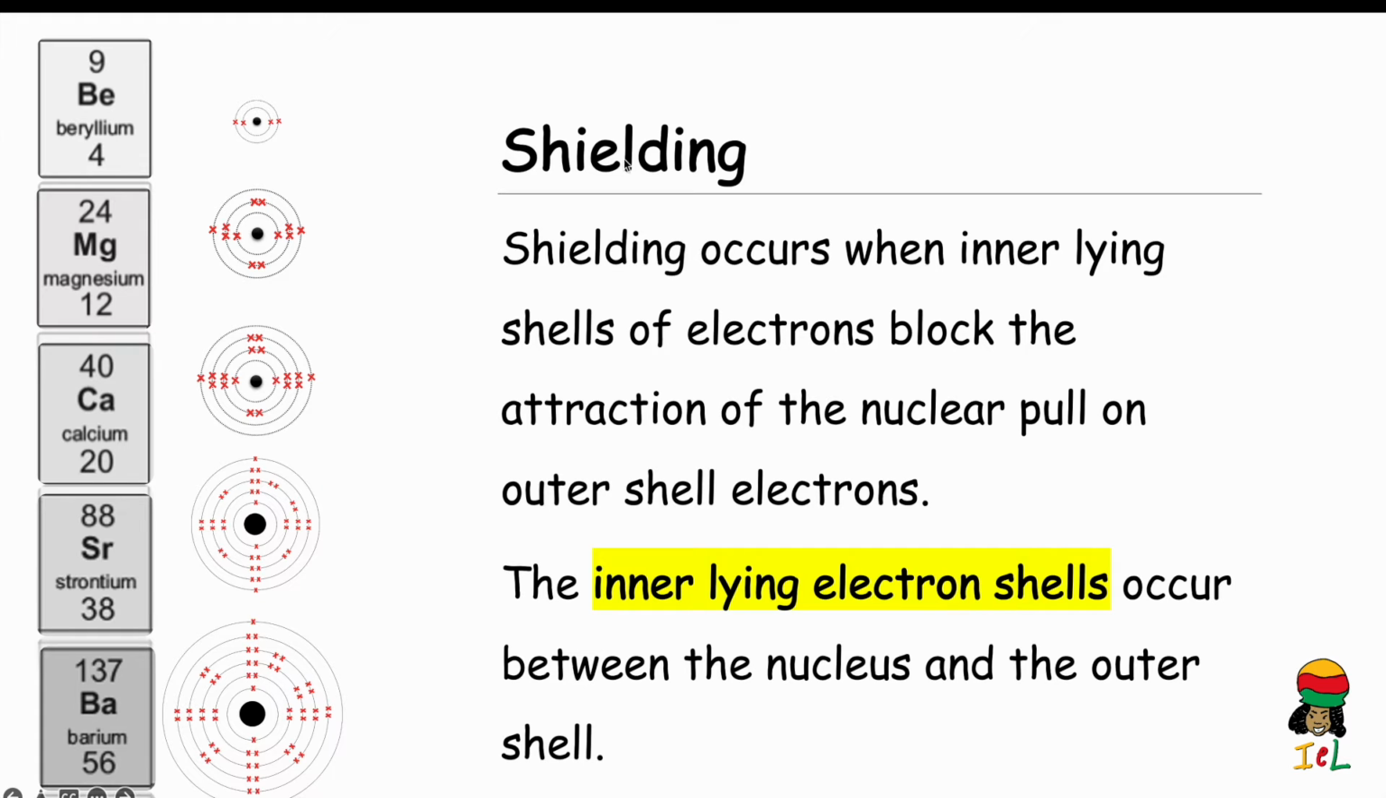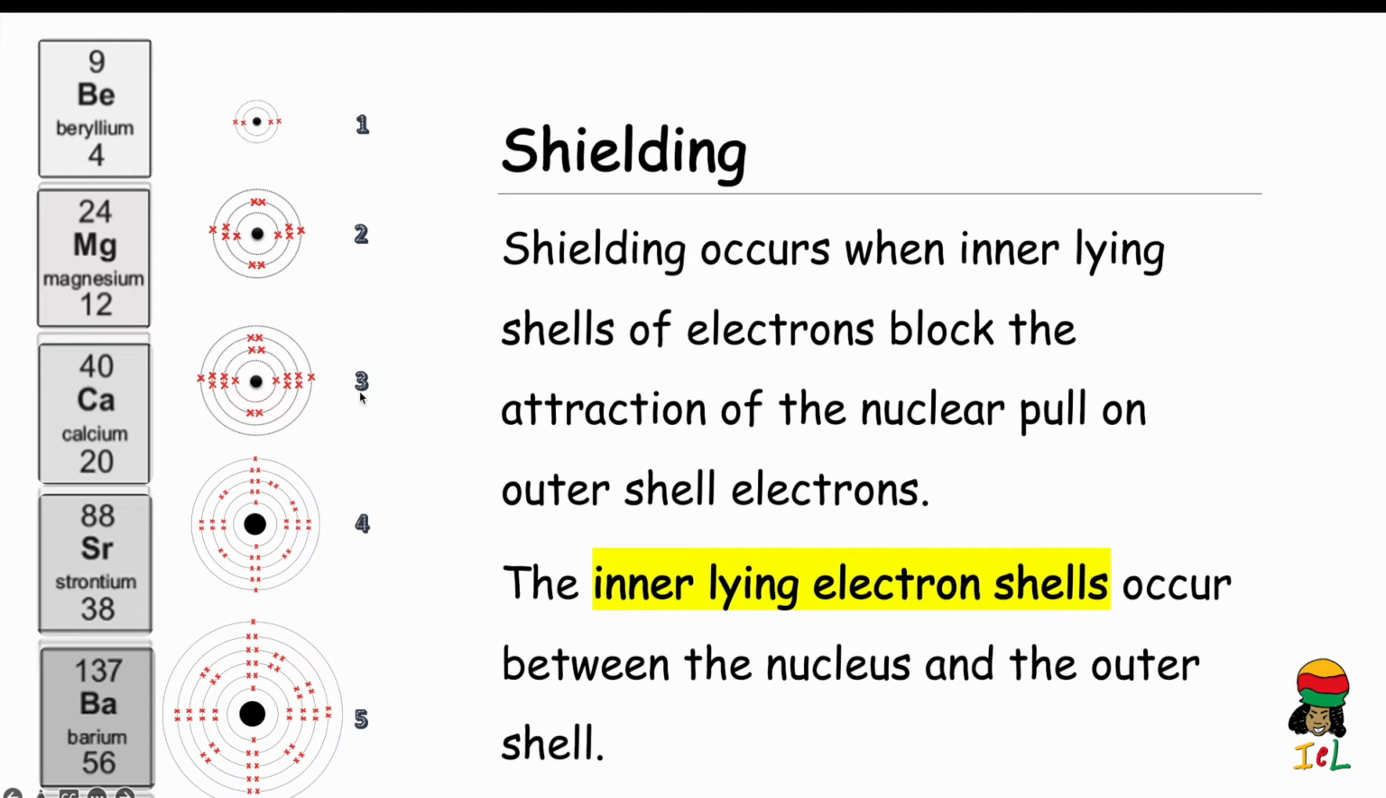For example, if we are to look at beryllium, beryllium has a total of 2 shells. However, there's only one shell occurring between the nucleus and the outer electron shell. Therefore, beryllium has one inner-lying electron shell. For magnesium, magnesium has a total of 3 electron shells. However, 2 electron shells occur between the nucleus and the outer shell of electrons. Therefore, magnesium has 2 inner-lying electron shells.